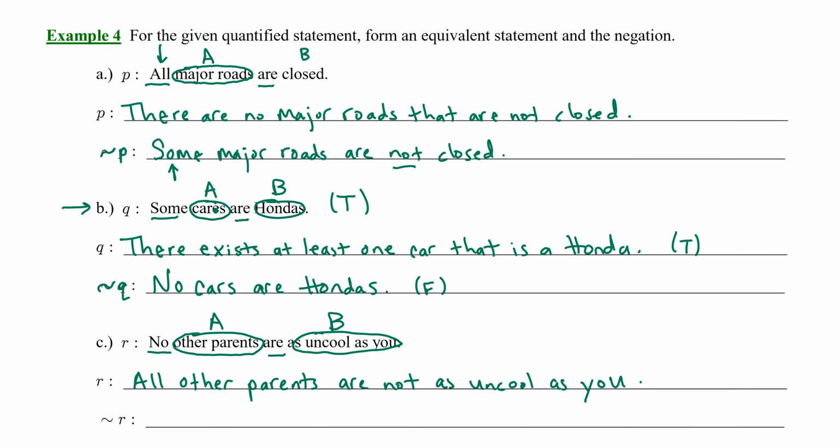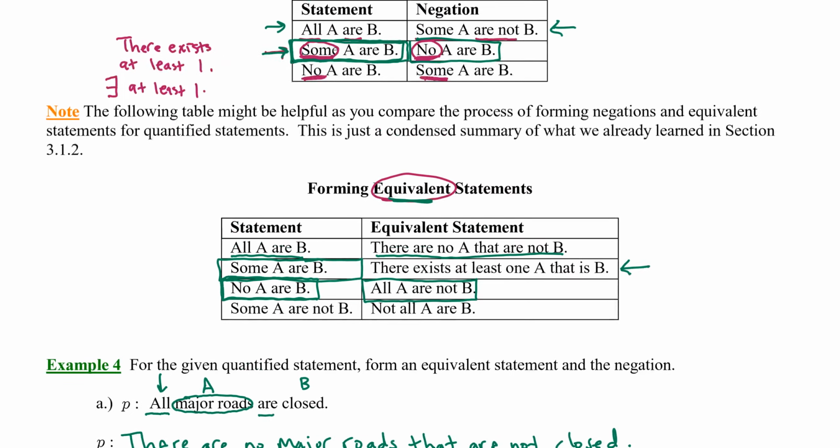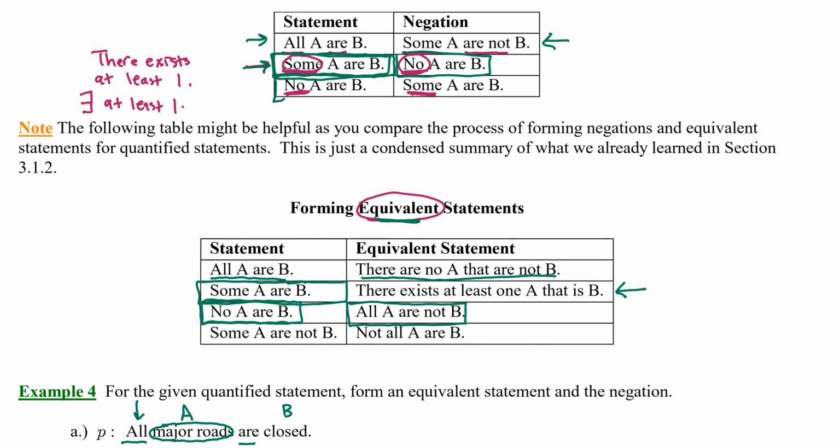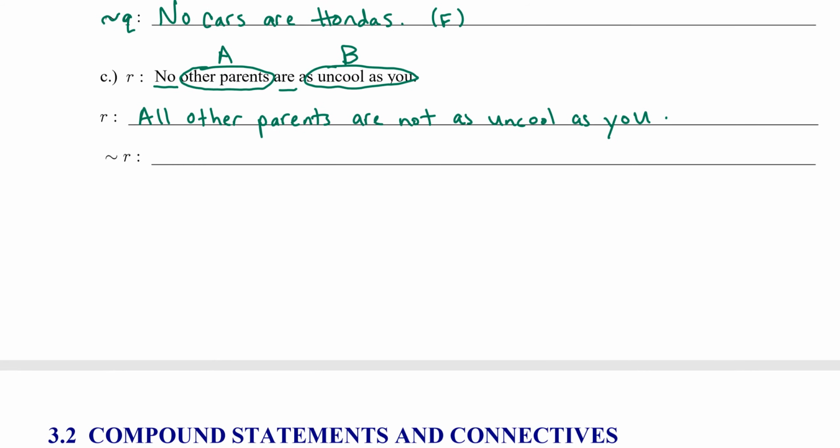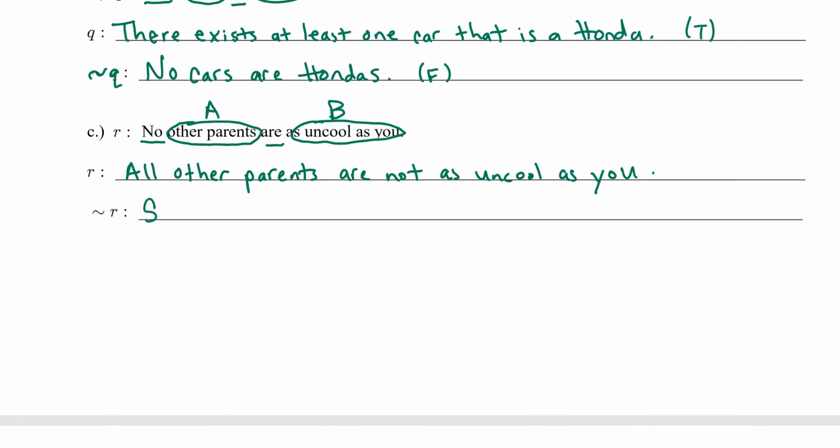Now, let's form the negation. So, if the pattern is no A are B, and we want to form the negation, the negation has this pattern: some A are B. Now, this is what you might say in response to your teenager: some other parents are as uncool as me, right?